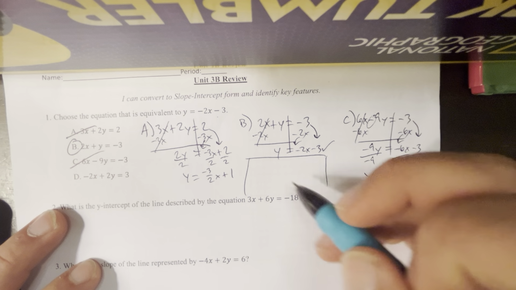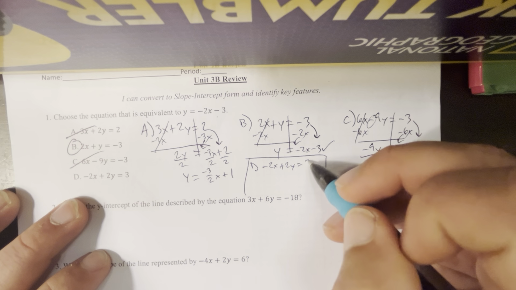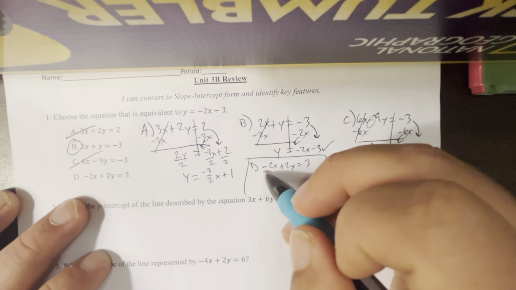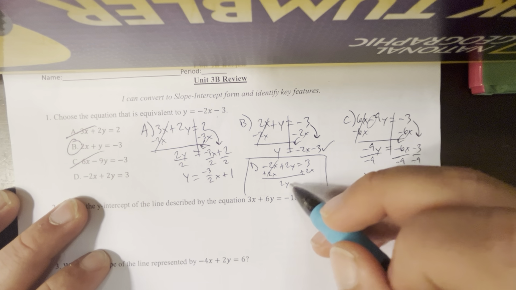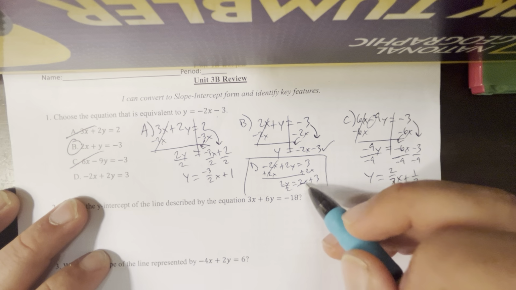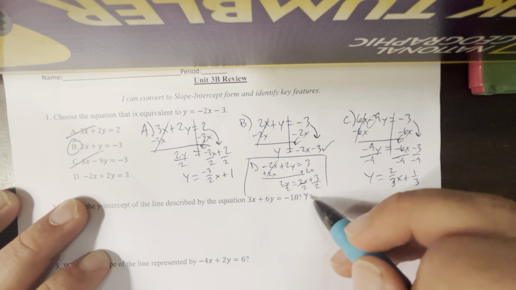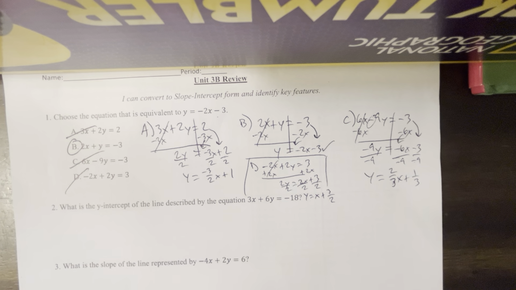I'll come right down here and do D. Negative 2x plus 2y is equal to 3. Again, I'm going to move my x to the other side. 2y equals 2x plus 3. And then we'll divide by 2. So y equals x plus 3 over 2. And again, that doesn't match either. So the only correct answer is B.